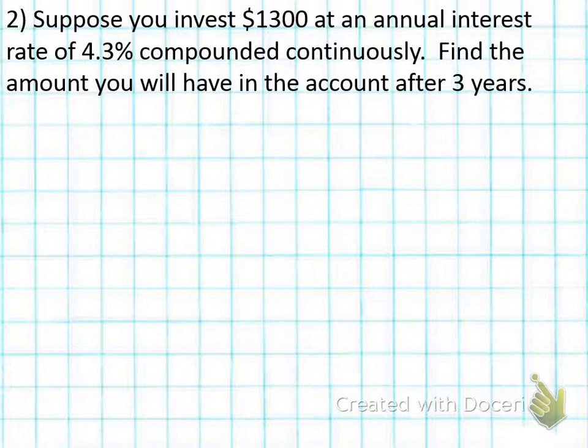So let's work this out. Compounding continuously, let's start with the formula. A is equal to principal times e to the r times t. Okay. So what information is given in this particular example? What does the problem give us? The rate and time. Okay, so what's the rate? 4.3. How do I write that as a decimal? 0.043. Good. 0.043. Y'all got that?